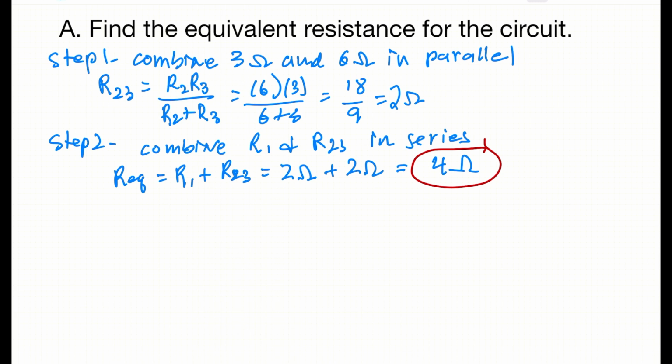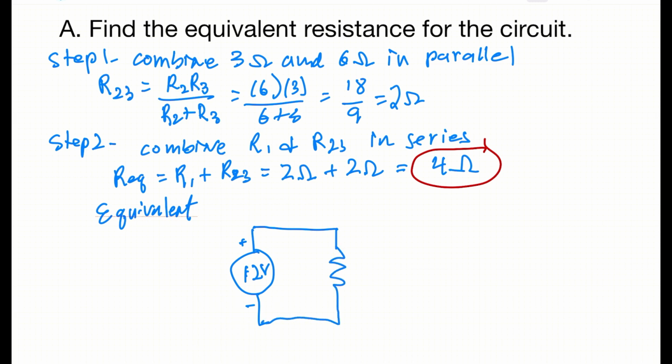So now our circuit is going to essentially look like, if we draw the equivalent circuit, we've got the 12 volt power supply again. That hasn't changed. And then we've got one resistor now, R equivalent. And that we know is 4 ohms. So we found the equivalent resistance of the circuit.